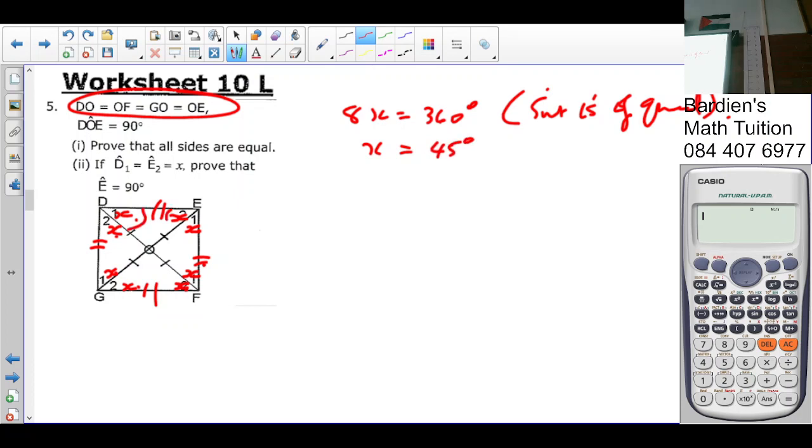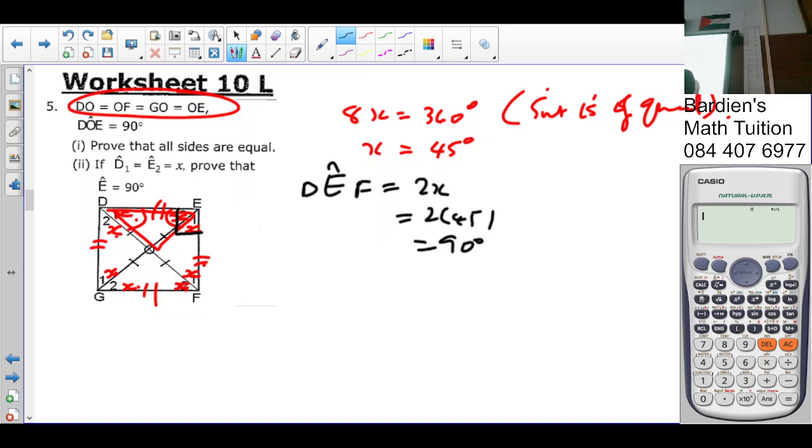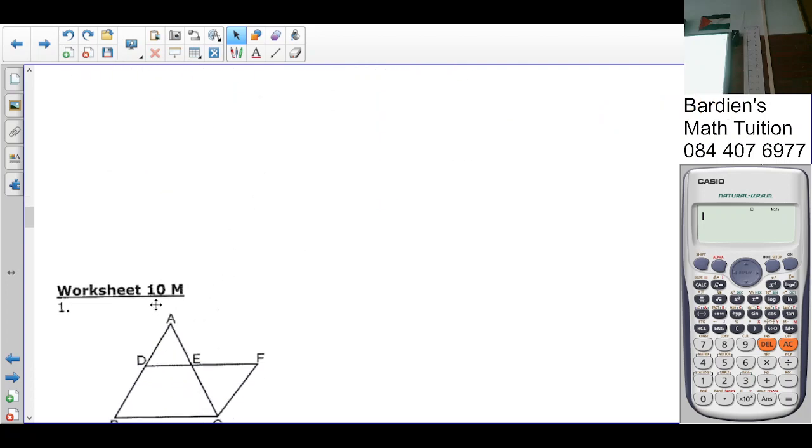So if that is 45, 45, I'm going to say 45 plus 45 plus... oh, wait. They want angle E. So that is angle E here. No? So angle E, which is basically DEF, is equal to 2x, which is 2 times 45, which is 90 degrees. Okay, and there we have it. They could have asked you then to prove it's a kite, not a kite, a square, and I'm sure you know what to do from there.